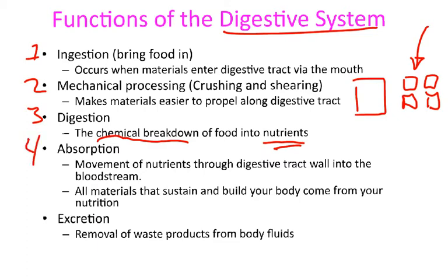We then are going to go through absorption. This is extracting those nutrient materials from the digestive tract into your body's transport system, the circulatory system, which you will use to deliver those pieces to your individual cells. Okay, and then we have excretion, which is the removal of the waste products from the digestive tract and the body fluid to get rid of the metabolic wastes and the undigestible food.